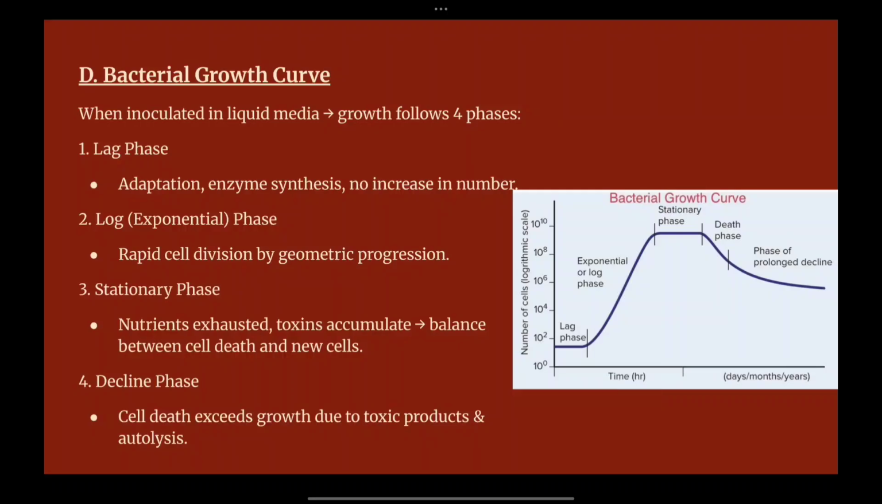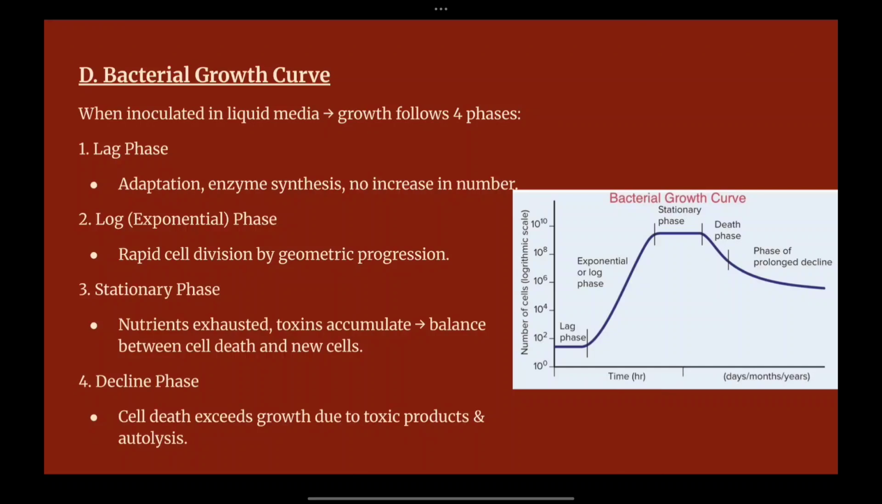Now the stationary phase is where the nutrients in the liquid media have started to become less for the growing bacterial community, and there is accumulation of toxins. That is, the bacteria, after taking up the nutrition, release toxins that get accumulated in the liquid media. So a balance between cell death and new cells has happened at this stage. The nutrients have already been used and certain toxins are accumulated, thereby causing a balance between cell death and new cells. This phase is called the stationary phase.